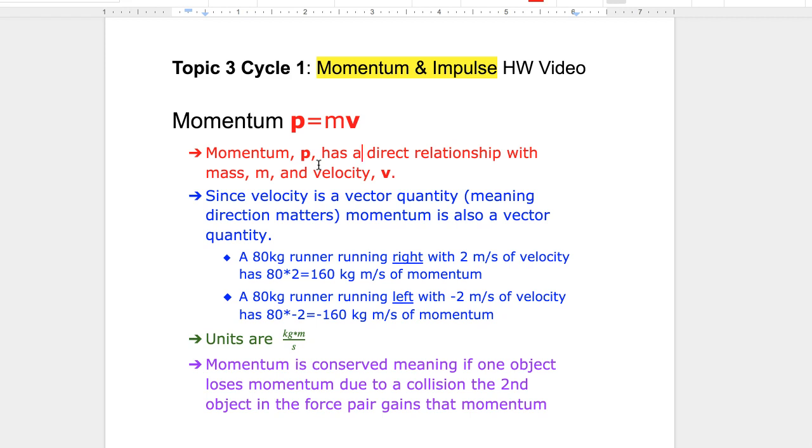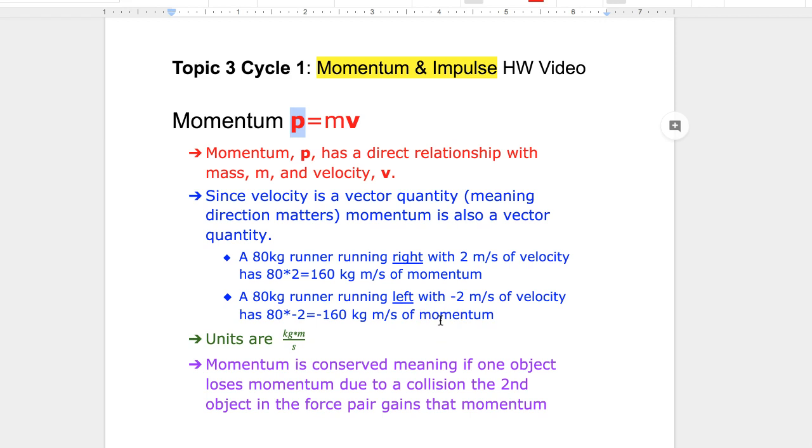Momentum is also a vector quantity. When we don't have the little vector sign, we use a bold abbreviation to show that here. That means if we're going to go with a simplified example, an 80 kilogram runner running right with 2 meters per second of velocity has 160 kilogram meters per second of momentum. Whereas a runner going left, we'll consider that negative 2 meters per second of velocity, would be negative 160 kilogram meters per second of momentum because it's a vector quantity.